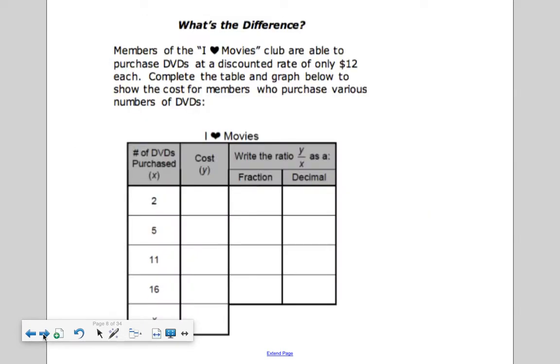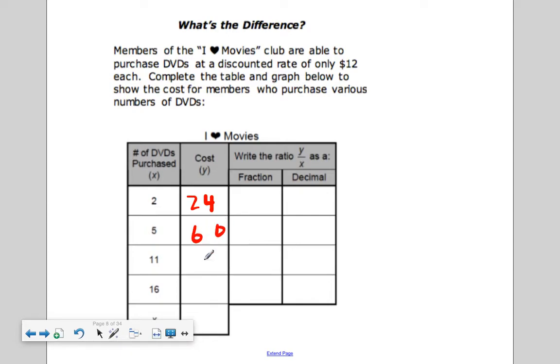So what's the difference? Members of the I Love Movies Club are able to purchase DVDs at a discounted rate of only $12 each. Complete the table and graph below to show the cost for members who purchase various numbers of DVDs. So if I buy 2 DVDs, it costs $12 for each, so that'll be $24. If I buy 5 DVDs, 12, 12, 12, 12, 12, that's $60.